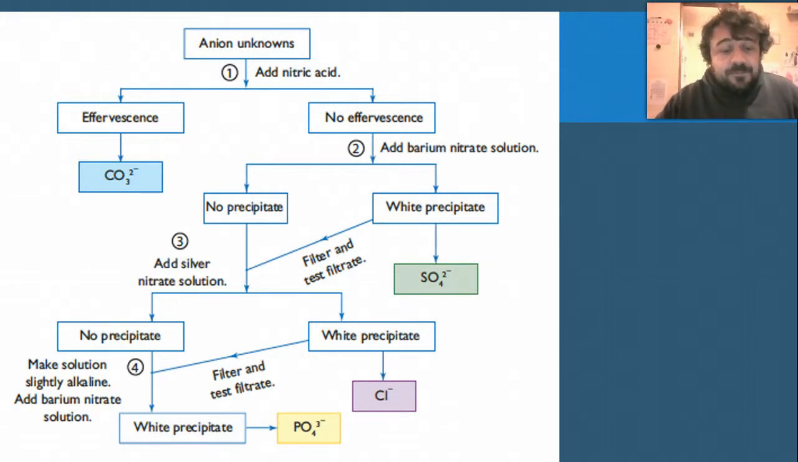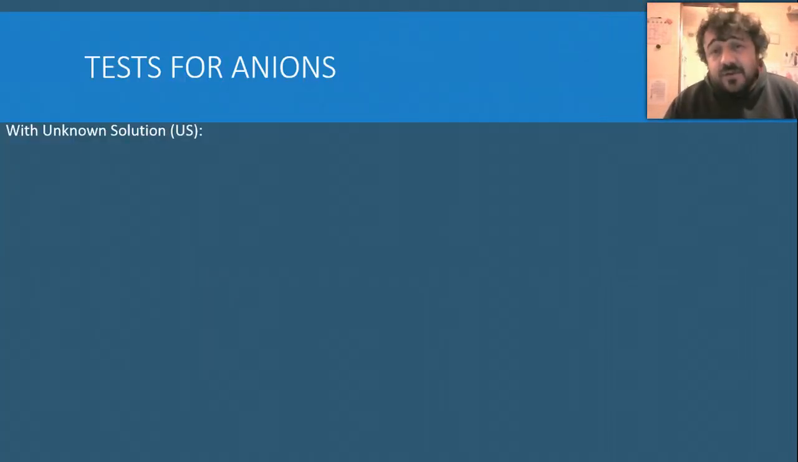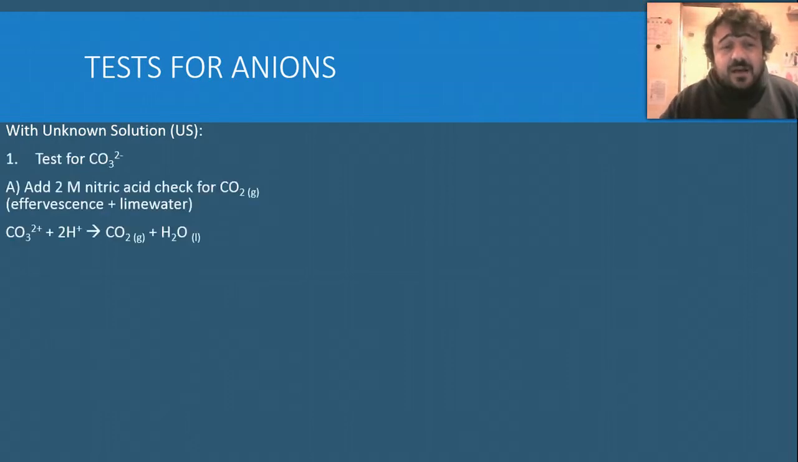Alright, so let's test for an anion. We're going to use the US to stand for unknown solution there. And the first thing we do is we test for carbonates. So you test for carbonates, and the order here is actually important. With anions in particular, the order is important. Please get the order right, and we'll see why in a second.